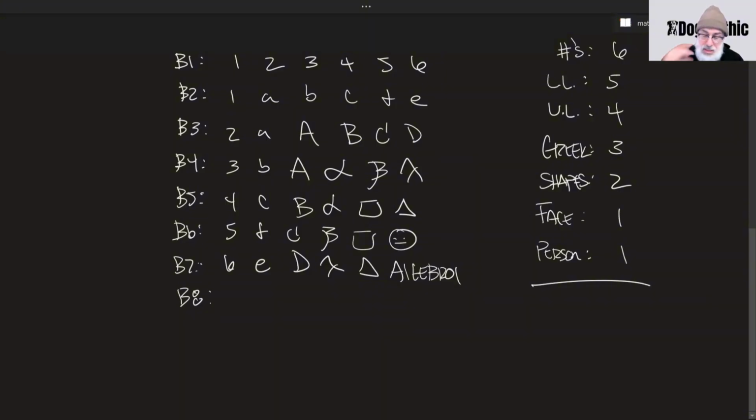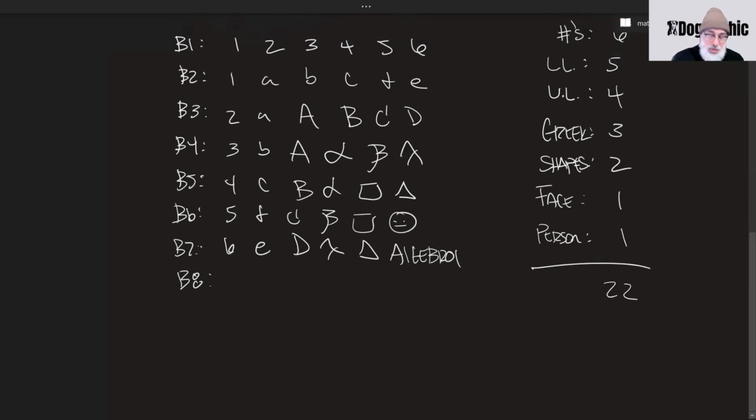So let's look at how many we've used so far. 6, 4, 15, 16, 17, 18, 19, 20, 21. Is that 21? 10, 20, 22? I should have added these. 10, 15, 20, 21, 22. All right, so now we have to see if we can construct box 8 from the existing letters, because we want to minimize this.